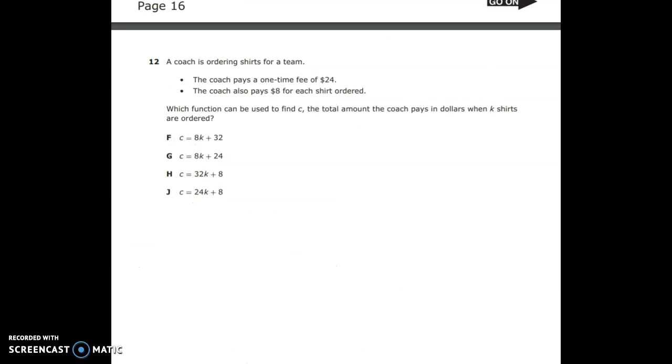Number 12. A coach is ordering shirts for a team. The coach pays a one-time fee of $24. The coach also pays $8 for each shirt ordered. Which function can be used to find C, the total amount the coach pays in dollars when K shirts are ordered? C equals 8K plus 32. C equals 8K plus 24. C equals 32K plus 8. C equals 24K plus 8.